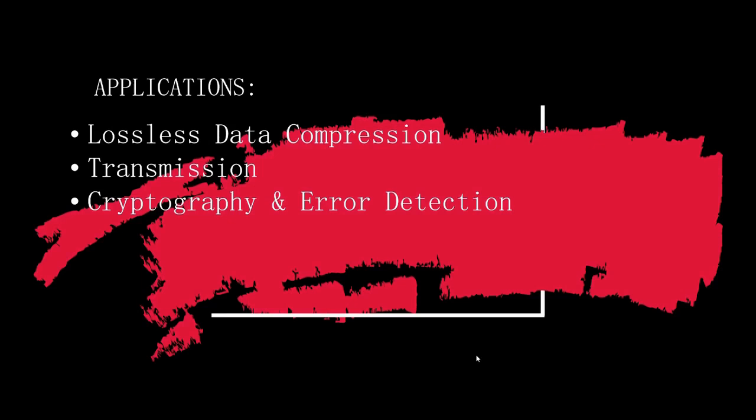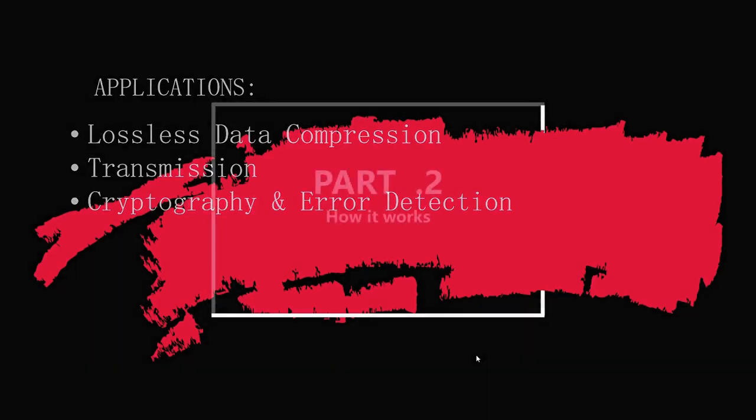Now, let's discuss some applications of Huffman's algorithm. The first one is lossless data compression. Huffman's algorithm is a cornerstone technique for efficiently compressing data without information loss. Second is transmission. It increases storage capacity and transmission speed in many digital systems and networks. The third one is cryptography and error detection. It forms the basis for certain encoding and decoding processes.